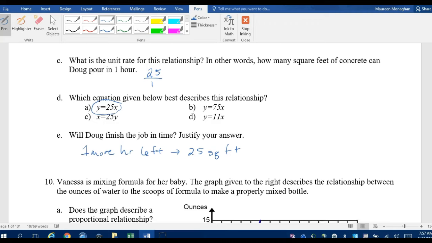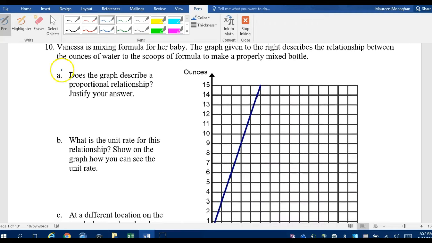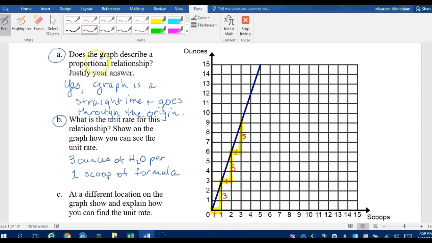Alright, I'm going to let you read this next problem on your own and see if you can answer A and B. Alright, let's go over this. Does the graph describe a proportional relationship? It sure does. The two requirements are it's a straight line and it goes through the origin. Remember, this is your origin here. Straight line. So yes, it is a proportional relationship.